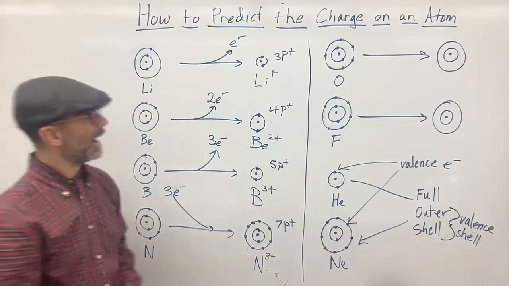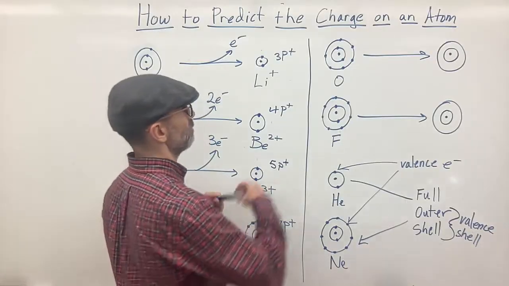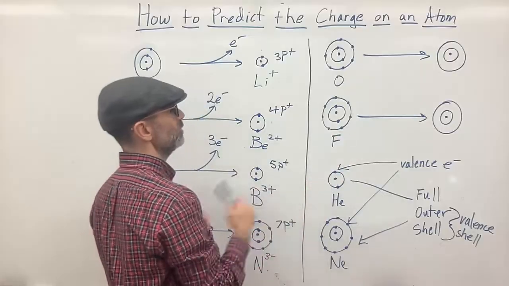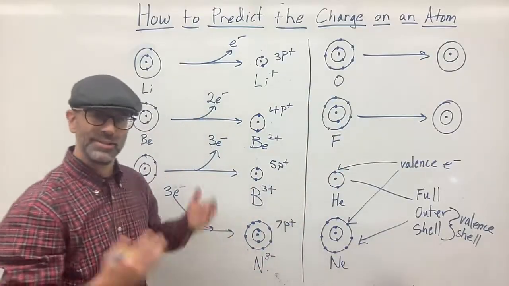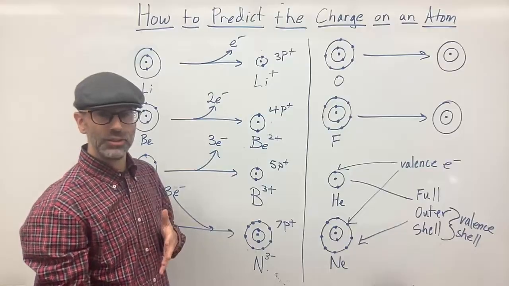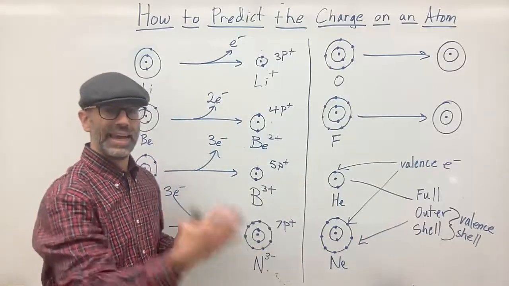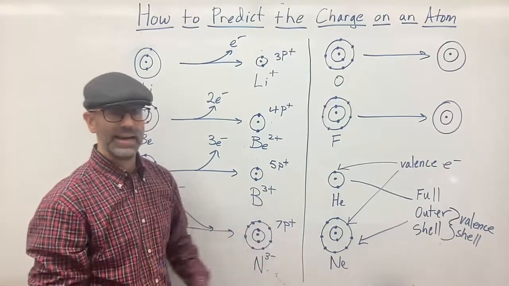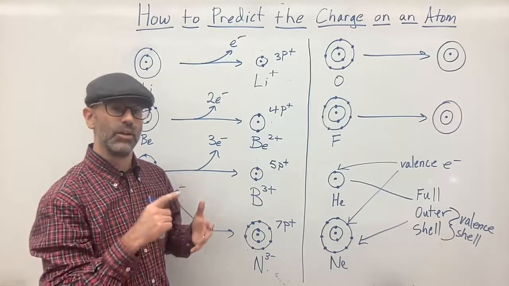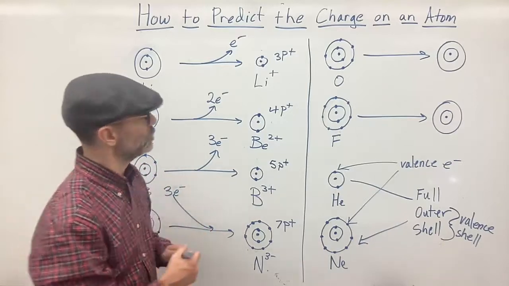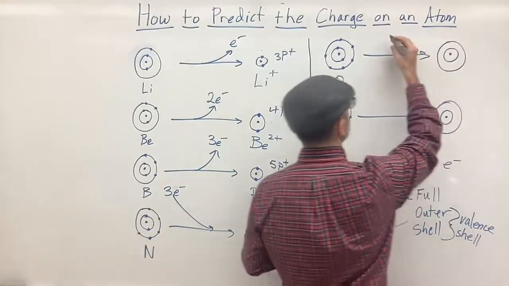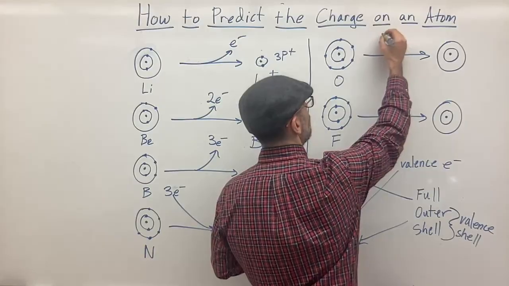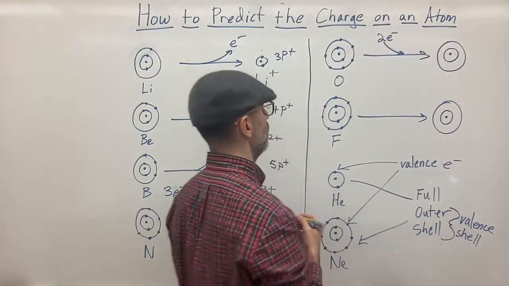Okay, let's go on to oxygen and fluorine. Same thing. Oxygen has 6 valence electrons in its outermost shell. And so therefore the question is, is it going to lose those 6 electrons to be like helium, or is it going to gain those 2 electrons to be like neon? And again, it's easier to gain those 2 electrons than to lose 6. So it'll gain those 2 electrons from some atom somewhere. And so you get those 2 electrons coming in.